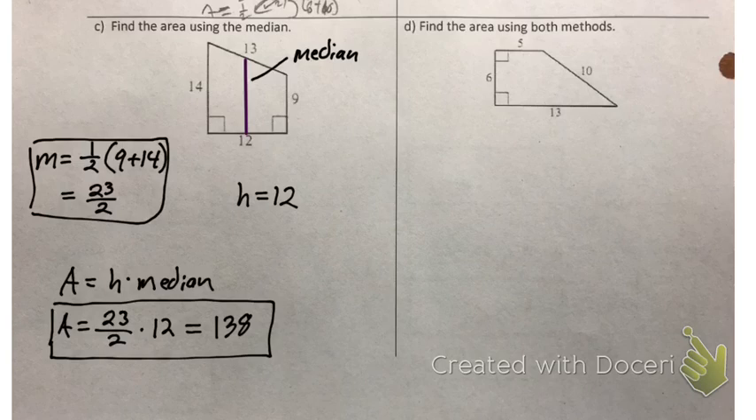Let's just use one method. We're just going to use the half the height times base 1 plus base 2. I think it's kind of a waste of time. I think you guys got this.